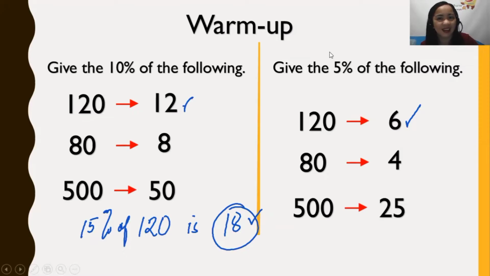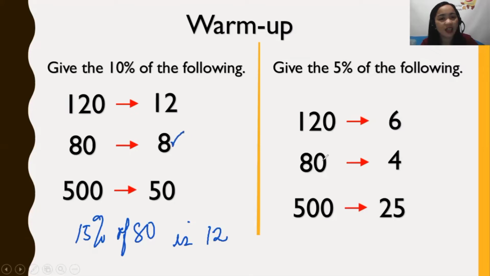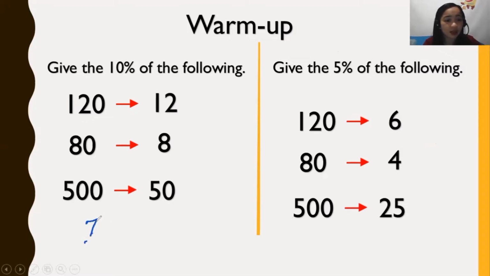Tama po ba? Alright. Now, let's proceed to the 15% of 80. Alright? I know you can solve it. Yes, the 15% of 80 is 12. And that is 8 plus 4. How about, what is the 15% of 500? Yes, the answer is 75. 10% is 50 and 5% is 25. Therefore, 15% is 75.